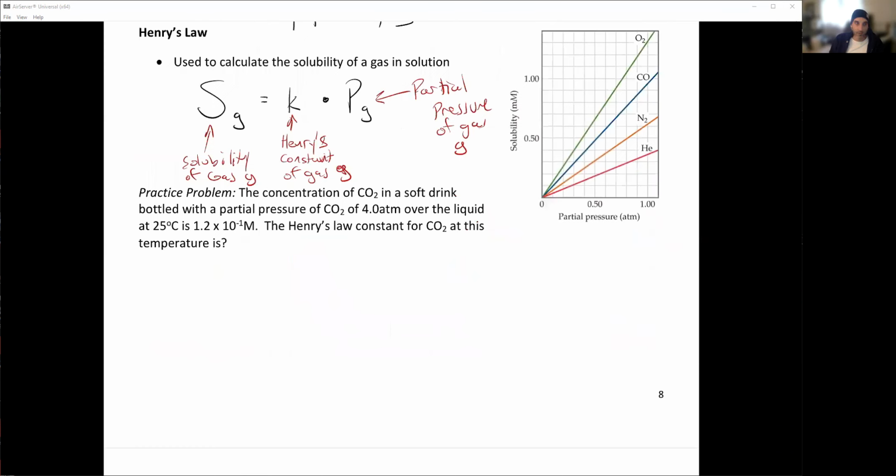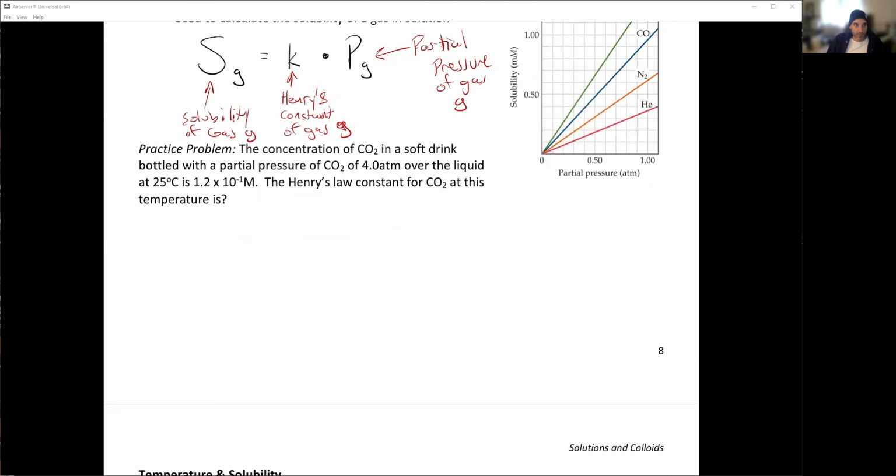All right, good. Henry's law. This one is pretty straightforward. This is a pretty simple problem. So the solubility of CO2 is equal to Henry's law constant of CO2 times the partial pressure of CO2. The concentration of CO2 in a soft drink, I did look these numbers up, is bottled with a partial pressure of CO2 at 4 atmospheres. So that means we have 4.0 atmospheres for the partial pressure of CO2.